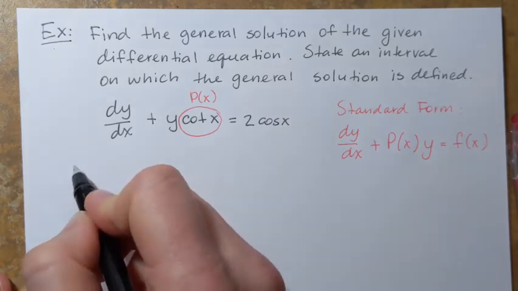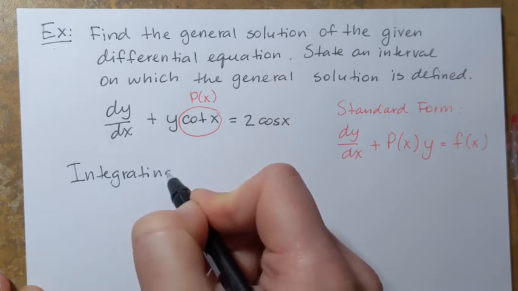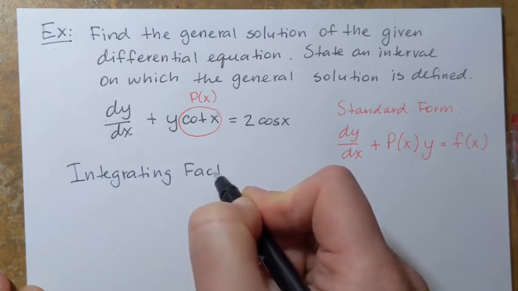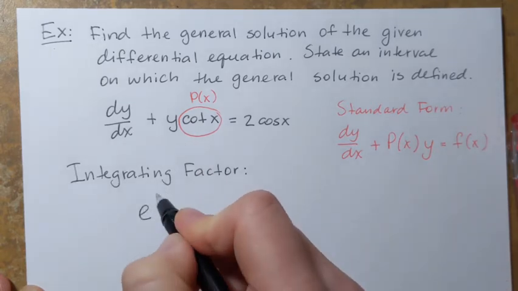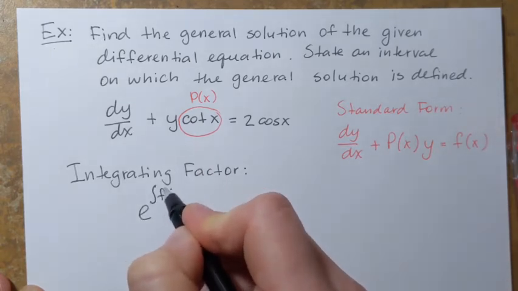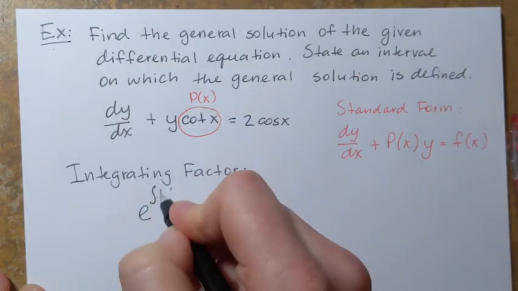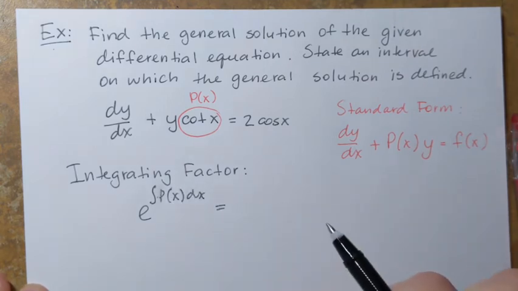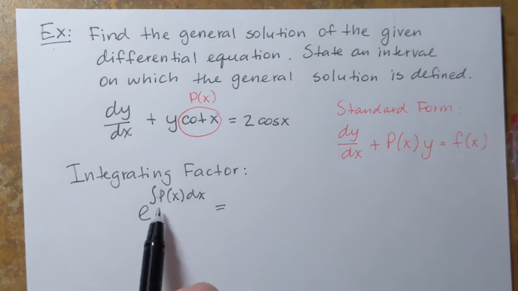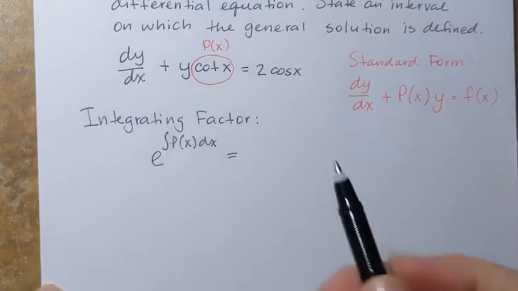So, integrating factor. The integrating factor is e to the power integral of p of x dx. I'm sorry, I should have said p of x. Let me fix that. So we're going to find what it is for our equation. In other words, what we need to do right now is to integrate p of x. Let's do that over here.